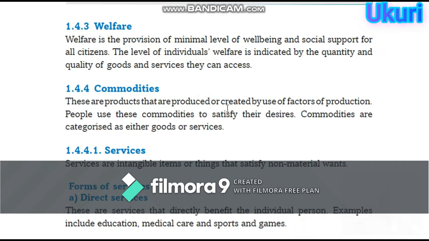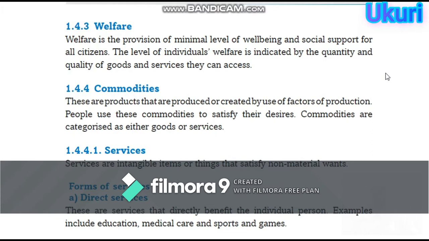What is welfare, and what is the meaning of welfare? Sometimes students cannot differentiate between the different terms used in economics, but I think this course is going to help you to tell them apart. So, what is welfare? Welfare is the provision of a minimal level of well-being and social support for all citizens. The level of individuals' welfare is indicated by the quantity and the quality of goods and services they can access.